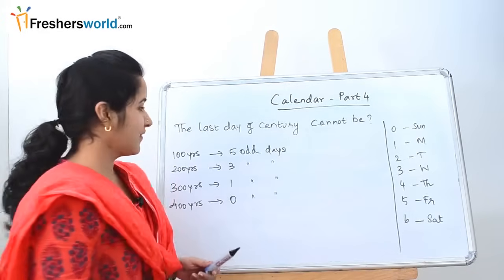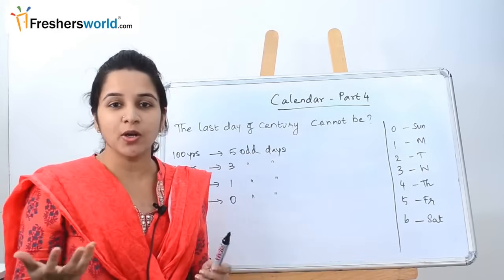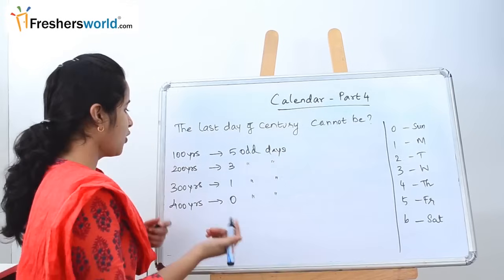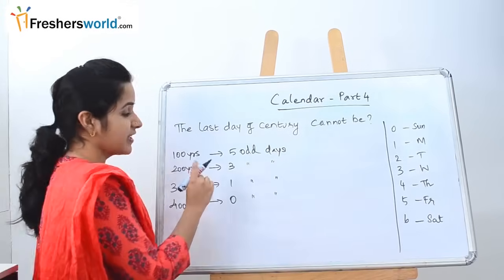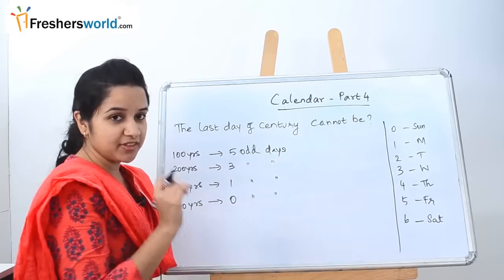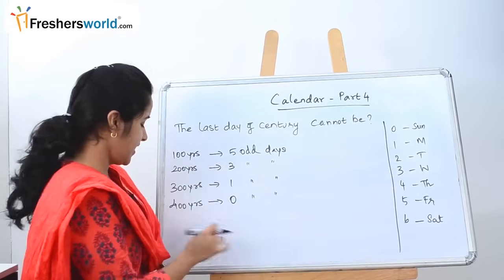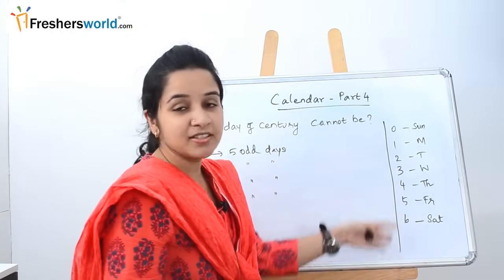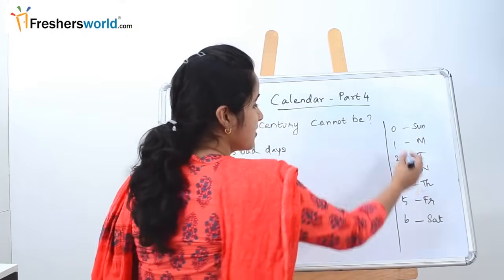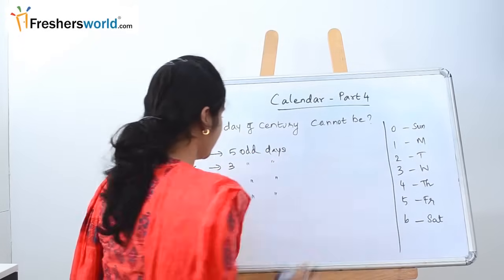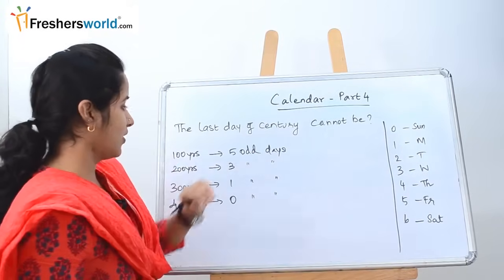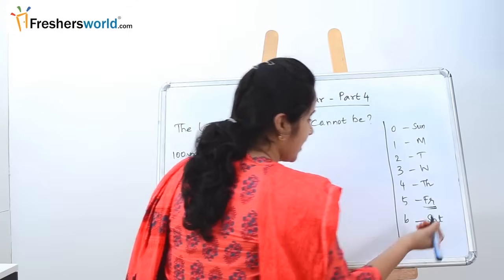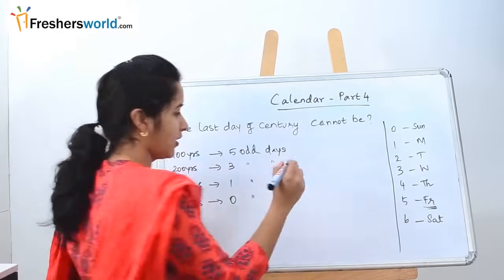The question that they have given is, the last day of the century cannot be. There will be 4 options given to you. So how to solve this kind of problem? We know that 100 years have 5 odd days, 200 years have 3 odd days, 300 years have 1 odd day, and 400 years is 0 odd days. In part 1 of the calendar, we discussed the coding of these days. 0 to 6 is nothing but Sunday to Saturday. So 100 years have 5 odd days, and 5 is nothing but Friday. So the final day of the 100th year will fall on a Friday.